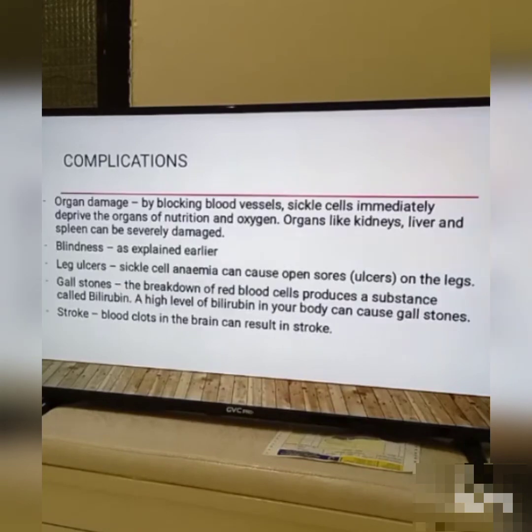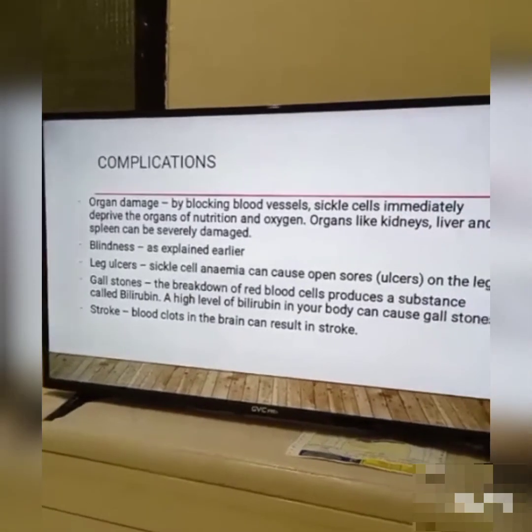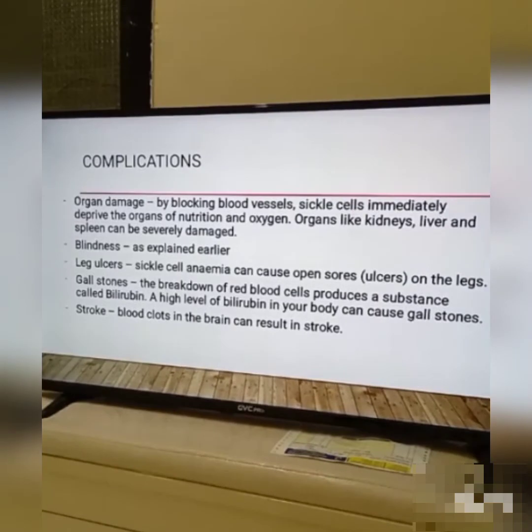So what are the complications of sickle cell disease? We talked about organ damage. Organ damage is as a result of the blood vessels being blocked. An organ that is not getting nutrition, is not getting oxygen, will eventually get damaged. Kidneys, the liver, the spleen, the eyes, we talked about that. They can have leg ulcers. This is open sores because the cells themselves or the tissue are not getting enough oxygen, so they die off.